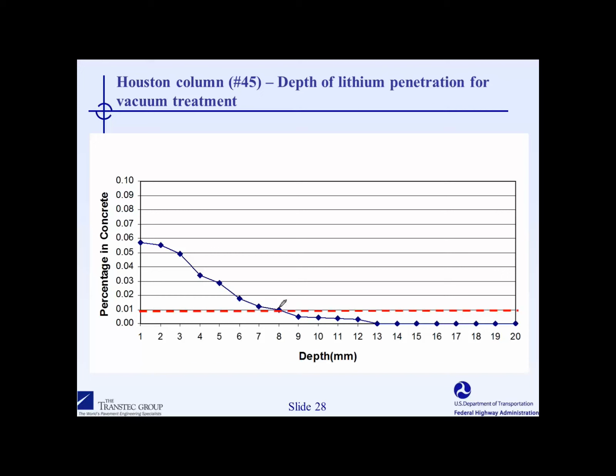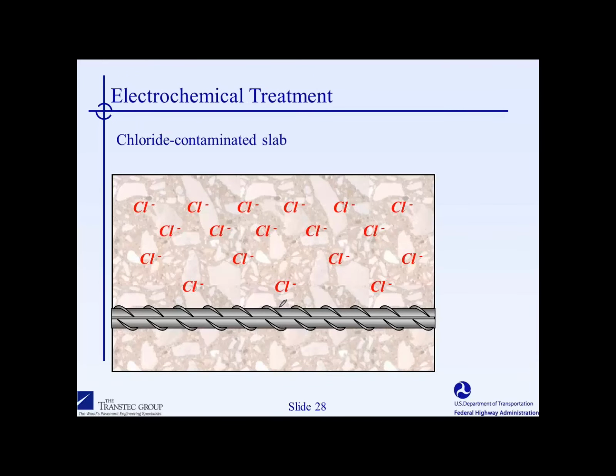So we were able to get more lithium in, but based on this work, it's probably not worth the added resources and the amount of time and money spent trying to drive the lithium in with the vacuum, because we were still able to only get in 7 or 8 millimeters. Let's look at the electrochemical treatment method.